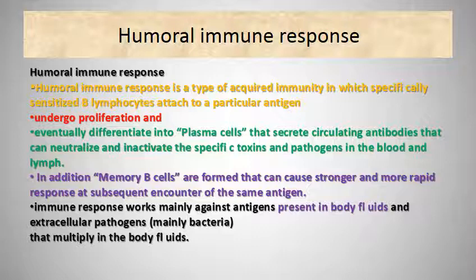Now, in addition to this, I told you some memory cells also are formed, which can cause a stronger and more rapid response at subsequent encounter of the same antigen. Same thing we found in the cell-mediated immune response also. Memory cells also are found there. So, we call this immunological memory. Now, this immune response works mainly against antigens present in the body fluids and extracellular pathogens, mainly the bacteria, which multiply in the body fluids. Okay, so this response is against the antigens and the extracellular pathogens found in the body fluids.